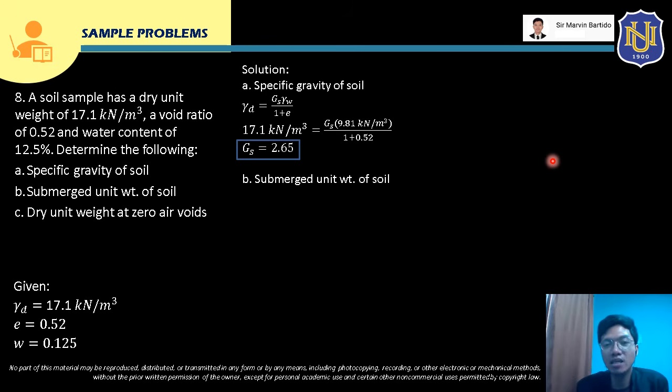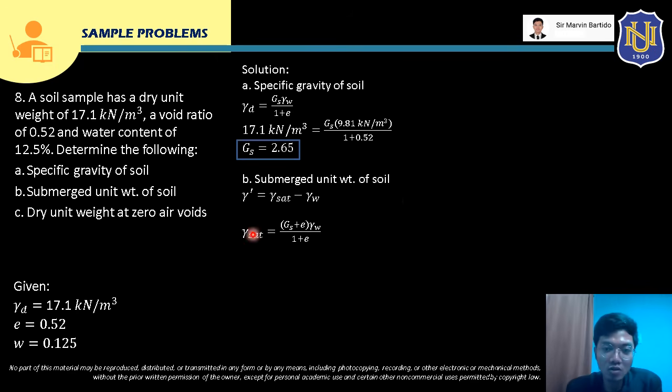So, class, we already discussed this in our discussion of the concept for this topic. The submerged unit weight of soil is the unit weight of the soil when it is submerged in water. The formula, denoted by gamma prime, for the submerged unit weight, which can also be called the effective unit weight or the buoyant unit weight. They are all the same, denoted by gamma prime. So our formula is gamma sat minus gamma of water. The gamma sat, class, we need to solve first.